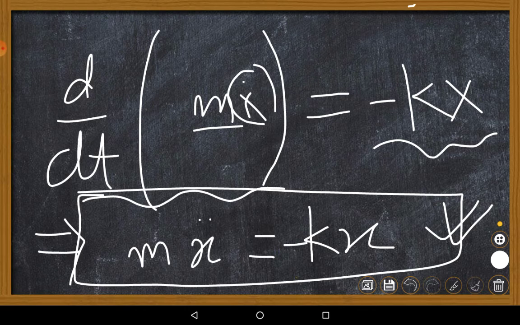What Newton's law says is that mass times acceleration along the x direction is equal to the force due to the spring, which is acting in the opposite direction. So this is the equation of motion of our system, and hereby we illustrate with this simple problem how we apply Euler-Lagrange to solve mechanical systems.